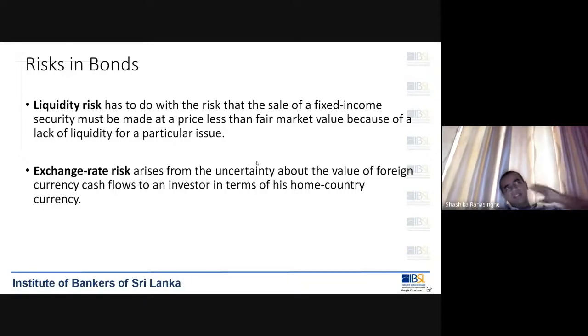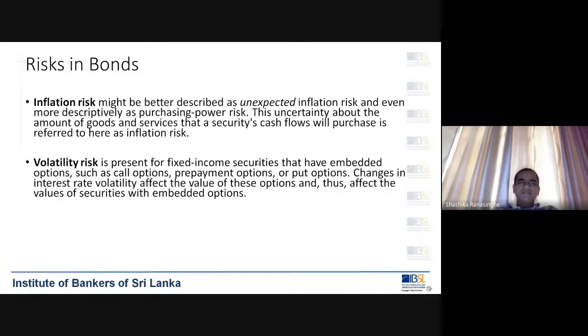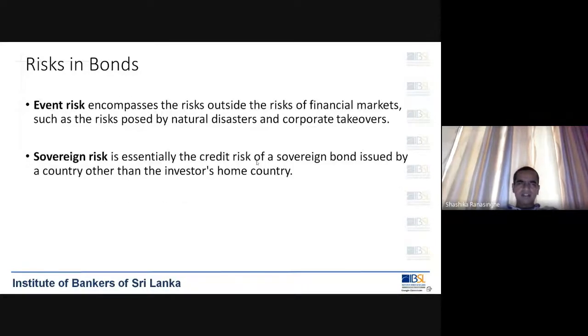Exchange rate risk: if you're investing in a foreign currency bond, you're exposed to exchange rate risk. Inflation: when inflation keeps changing, the price of the bond also changes. Volatility is the uncertainty in the price and the fluctuations. So these concepts we'll discuss later also. Event risk is if something unforeseen happens, maybe an earthquake, the price of the bond can suddenly change. Sovereign risk is the risk of a country default, like what happened in Greece and Argentina.